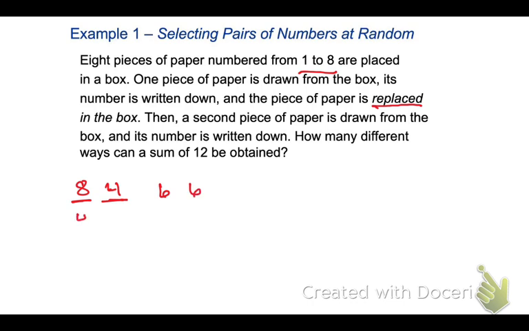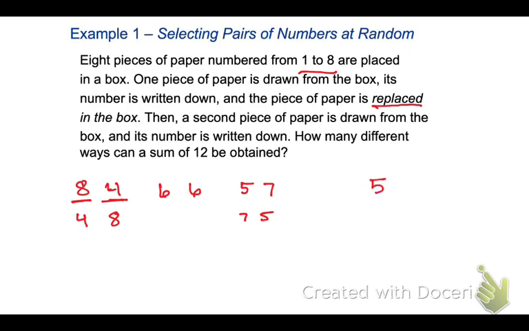What about if I drew 4 first? Okay. 6 and 6 you can't distinguish between, right? You put the other 6 first, but you can't distinguish between them. Then we got 5 and 7. Any others? No. So how many ways can this happen then? 5.